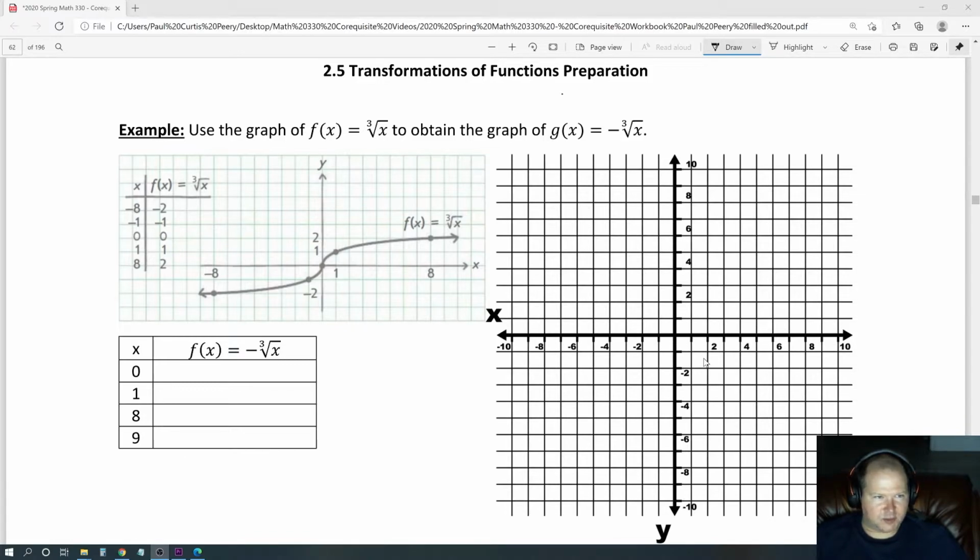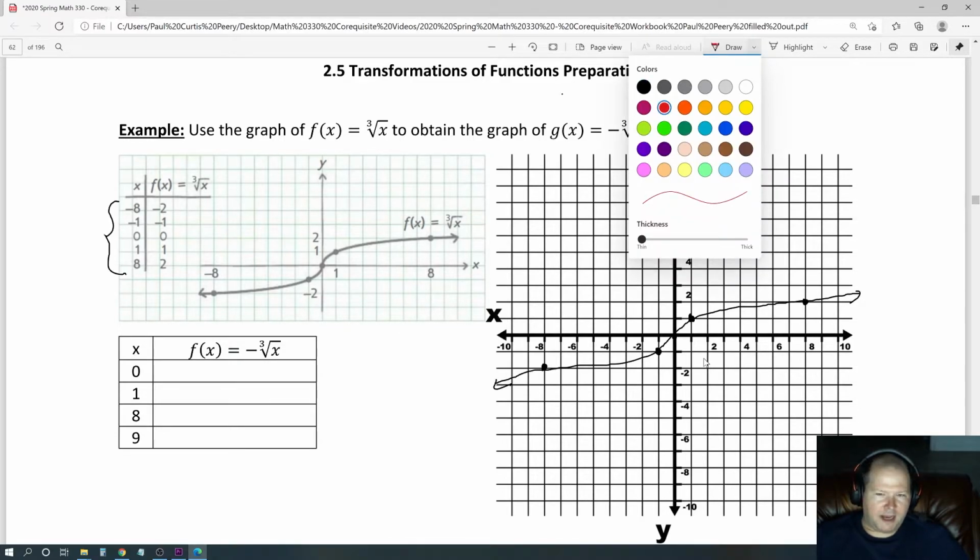Okay, so the parent function, I'm going to just plot these points right here. So we have a 0, 0, which starts off in the middle. Then I have a negative 1, negative 1. I also have a 1, 1. I have a negative 8, negative 2, way over here. And then I have 8, 2, which is way over there. So it should be something like this. And it should be something like that as well.